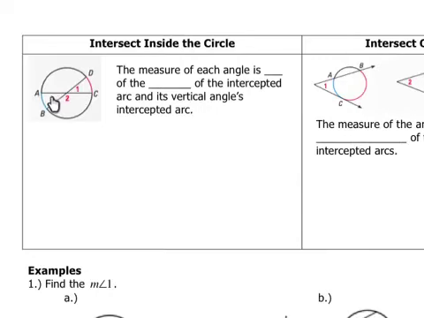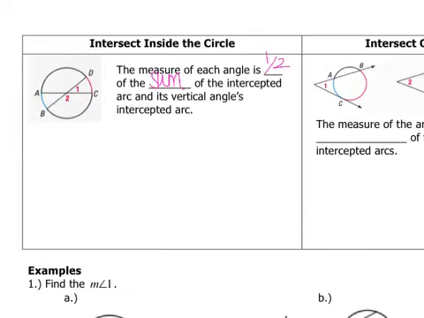Think back to first week of school. We have vertical angles here. Those are congruent. We have vertical angles here. Those are congruent, okay? So if you know 1 and 2, then you know the other. With that being said, the measure of each of these angles is half of the sum of its intercepted arc and its vertical angle's intercepted arc.